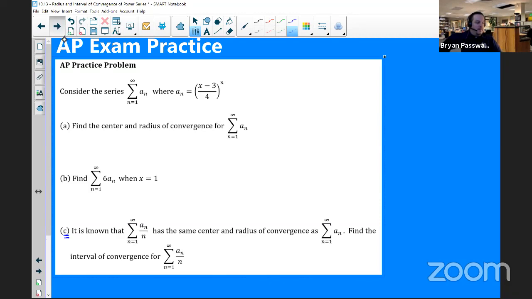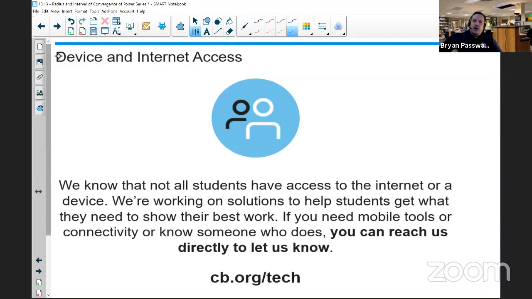A quick reminder, the College Board is very aware that not everybody has access to technology or ways to get to these AP Live videos or even the AP classroom problems, or maybe you're concerned about even taking the AP exams online this year. So they want to make sure that everyone has the resources they need. If you or somebody you know might have an issue with technology, please, please, please share this website, cb.org/tech, and make sure that everybody has the resources that they need.